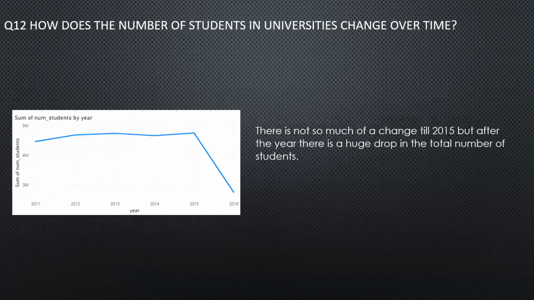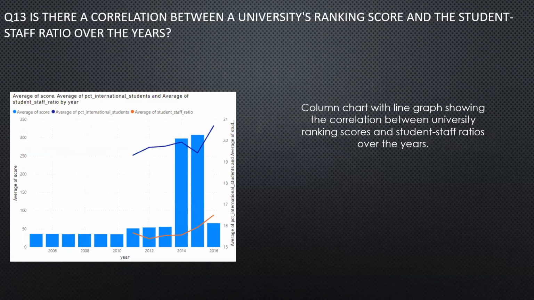And coming to the next one, how does the number of students in universities change over time? So as per the visualization of the line chart, there is not so much of a significant change till 2015. It's quite a straight line, but after that year, there is a huge drop in the total number of students. Next one, is there a correlation between a university's ranking score and the student staff ratio over the years?